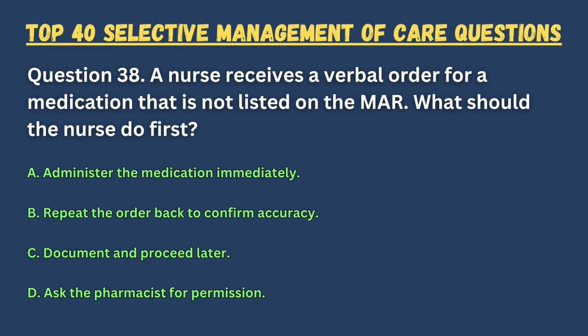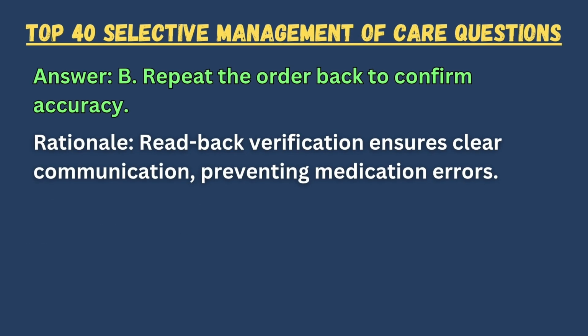Question 38. A nurse receives a verbal order for a medication that is not listed on the MAR. What should the nurse do first? A. Administer the medication immediately. B. Repeat the order back to confirm accuracy. C. Document and proceed later. D. Ask the pharmacist for permission. Answer. B. Repeat the order back to confirm accuracy. Rationale. Read-back verification ensures clear communication, preventing medication errors.